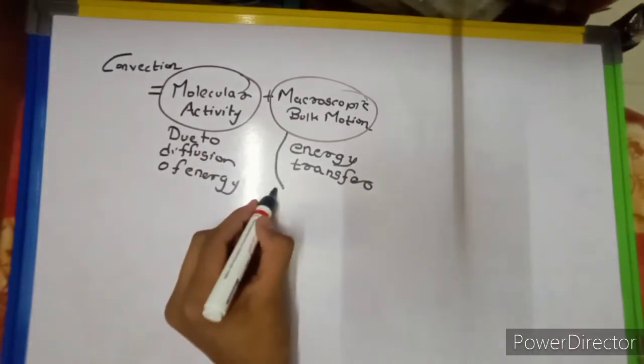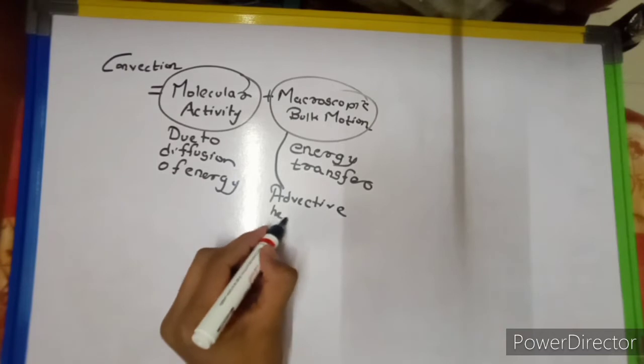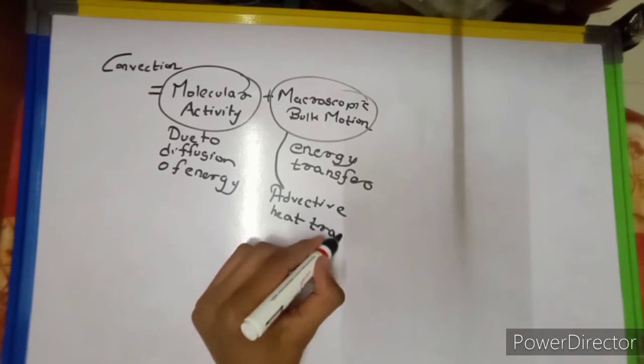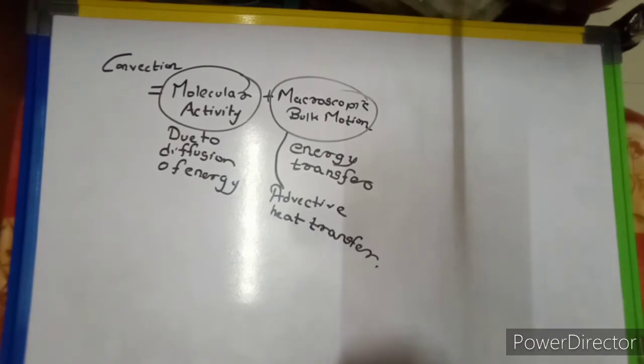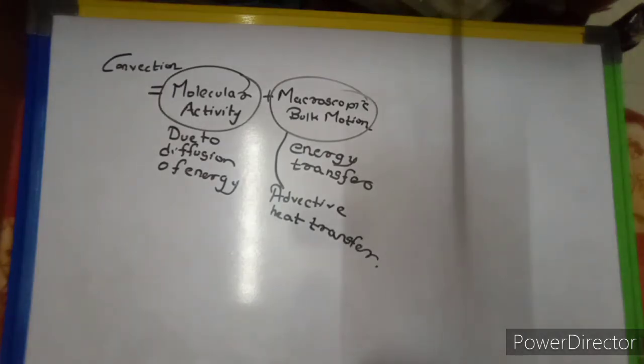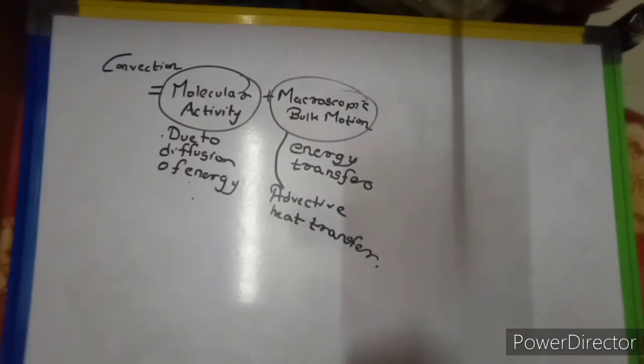This alone can also be called advective heat transfer. What is advective heat transfer? Energy transfer due to macroscopic bulk motion is advective heat transfer, and diffusion of energy due to molecular activity is conductive. So conductive plus advective is equal to convective. It is called convection.